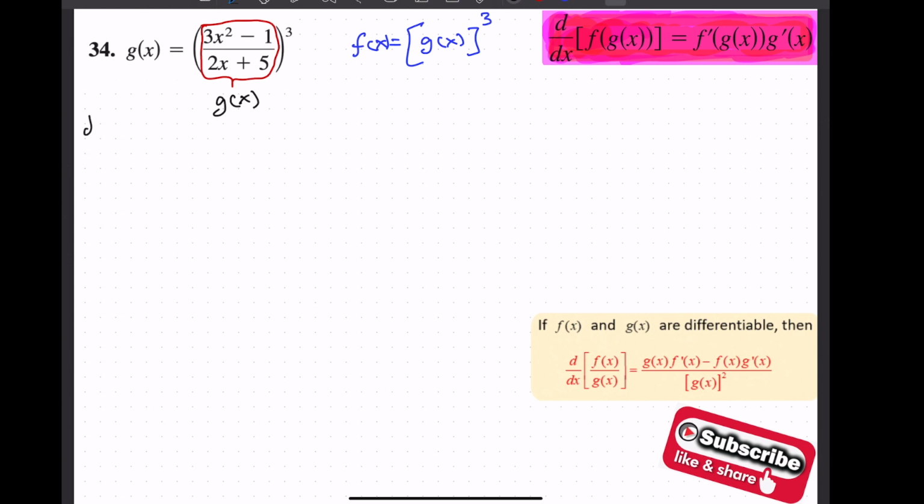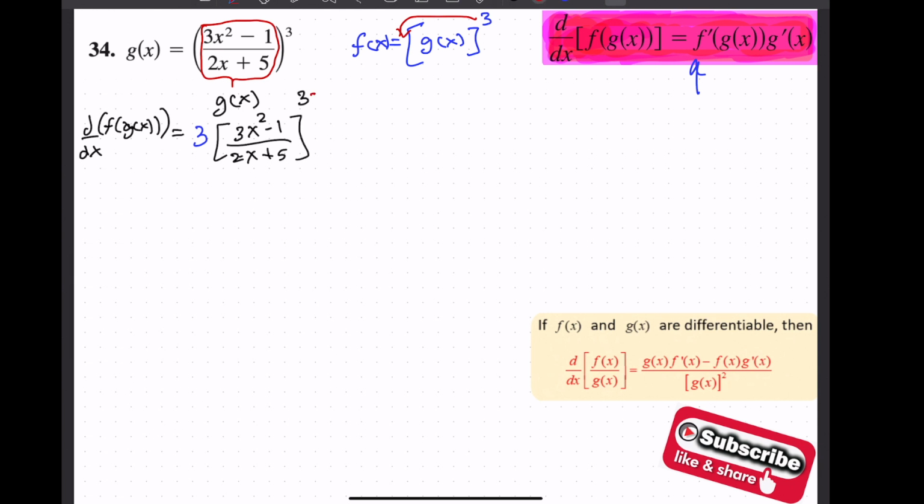Now let's do that. The derivative with respect to x of f of g of x is equal to, now we need to take the derivative of f. The derivative of f, in our case, is simply our power times our leading coefficient. So that will be 3. And then we keep g just the way it is: 3x squared minus 1 over 2x plus 5, raised to the third power.